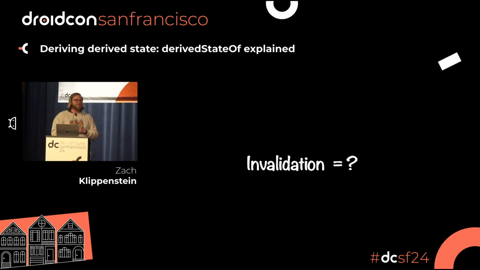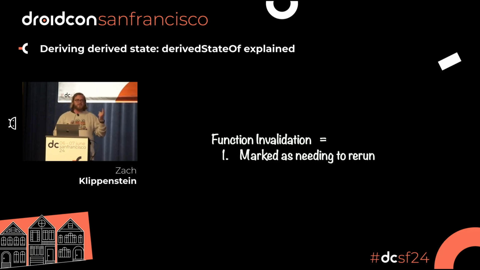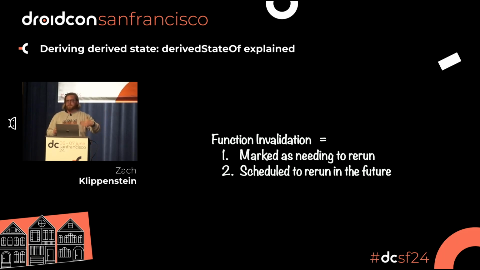So let's talk about invalidation first. What does invalidation mean? Well, invalidation is something that happens to a function in this case. And it means that we're going to mark the function as needing to rerun. So for example, a composable needing to recompose. We're going to schedule it to eventually rerun in the future. So with composables, we're not going to recompose right away, but wait till the next frame. And then eventually we're going to actually run it again.